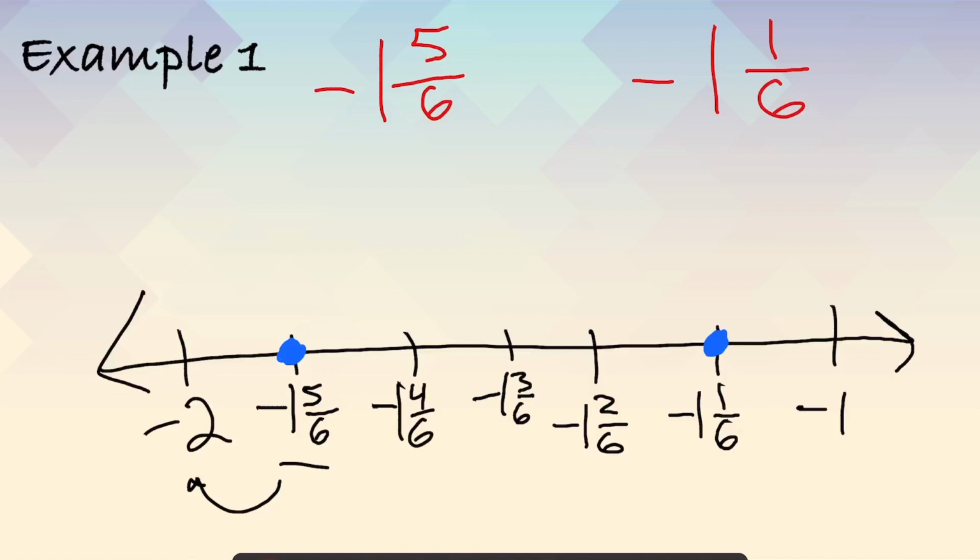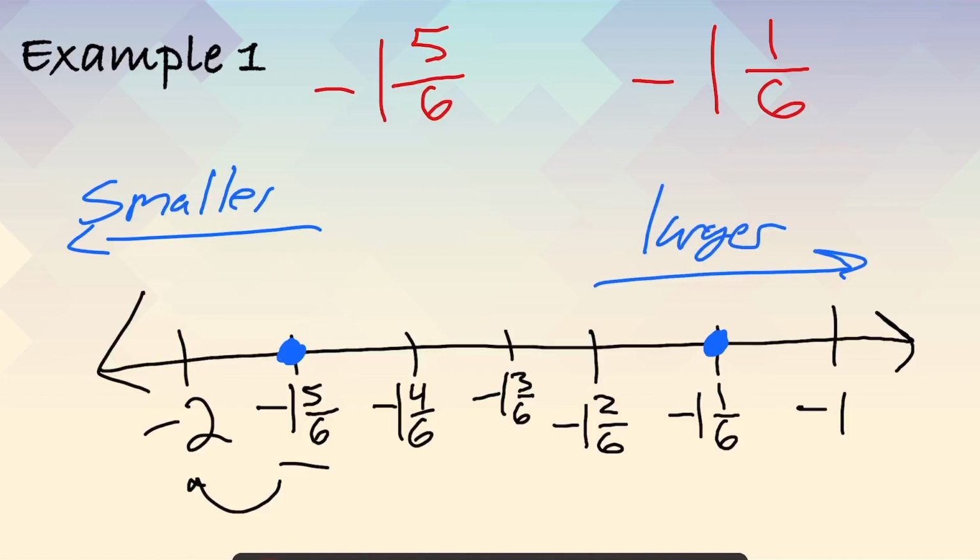And we won't always be able to look at and compare numbers on a number line, but whenever we can, I would encourage it, because I think it's a lot easier to see. And if we remember that the further we go left, that is smaller, right? It's getting smaller, and as we move to the right, it's getting larger. So because -1 and 1/6 is closer to 0, it's closer to the positive numbers, it's not as negative as -1 and 5/6. We would say that -1 and 5/6 is less than -1 and 1/6.